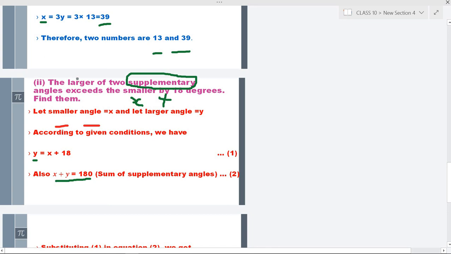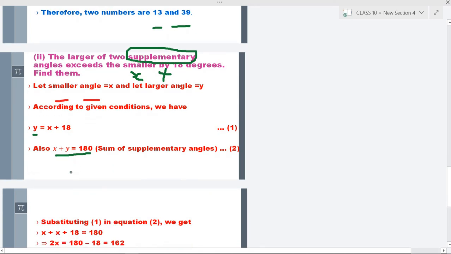Don't search for this condition in the sum. You won't find it. Now, how do you understand when you have to search and when you don't have to search? All this you will understand only with practice. So practice this kind of sums and you will get the hang of it fast in the board exam. So x plus y is equal to 180 is the sum of supplementary angles.